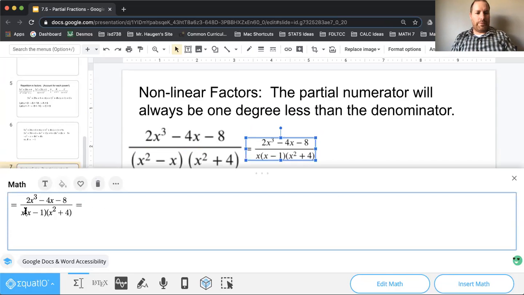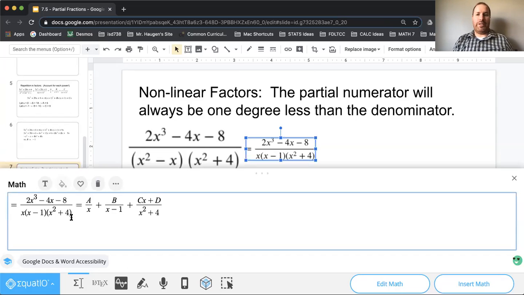So the part, we'd have something over x, that part's kind of common like we had before, and then something over x minus 1. And then the last thing, we have to have something over the x squared plus 4, but we only want the numerator to be 1 degree less than that. The degree of this factor is a degree of 2. So our numerator has to be a degree of 1. So we kind of have to say something times x plus something more. So it's 1 degree less than what's on the bottom.